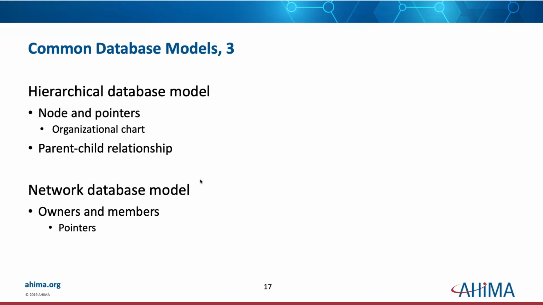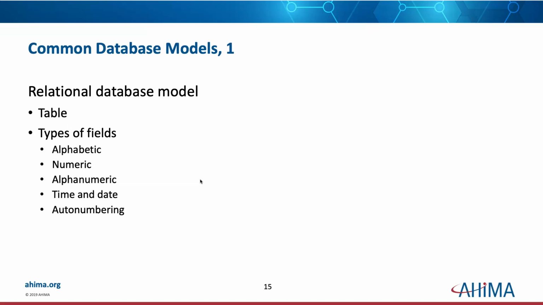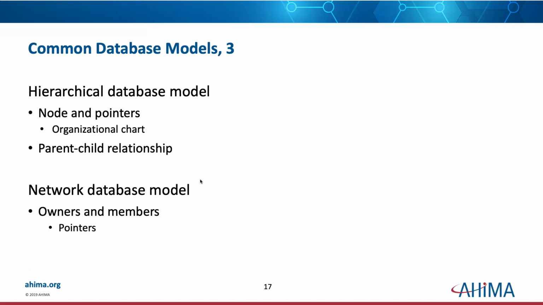Hierarchical database model has nodes and pointers, things like organizational charts, parent-child relationship. It's looking at how things are related. I know that seems like that would be relational, and it is. Relational is relationships, but hierarchical is up and down or across.